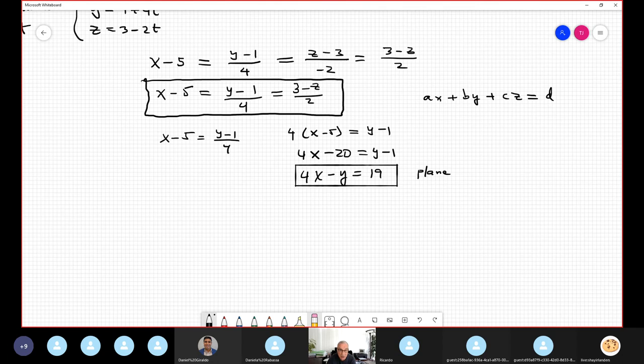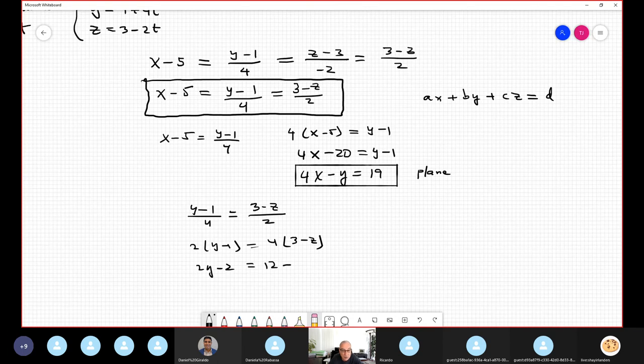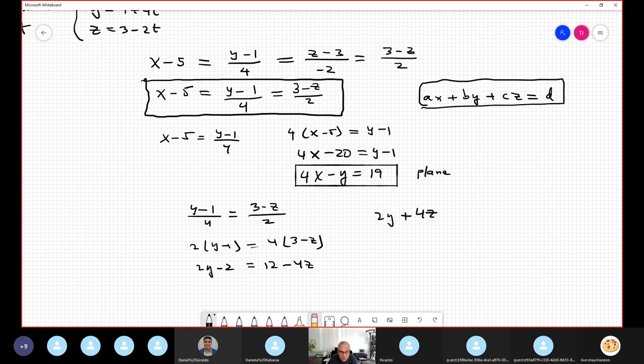Well, okay, so what is the relationship between this plane and this line? Suppose I find another couple. For example, I take y minus 1 over 4 equal 3 minus z over 2, and again you do cross multiplication: 2 times y minus 1 equals 4 times 3 minus z, 2y minus 2 equal 12 minus 4z. And you organize in this format. X is missing in this equation. So 2y plus 4z equal 14, because 12 plus 2, okay, 14. It's another plane. So we have plane 1 and plane 2, and the intersection of these planes represents this famous line.